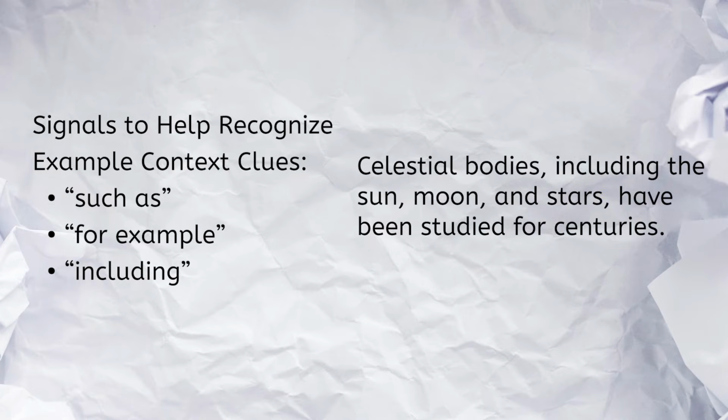Look for context clues that represent an example clue for celestial bodies. Do you see any signal words in this sentence? "Including" is our signal word for the definition of celestial bodies. So what examples of celestial bodies can you see in this sentence? Celestial bodies are defined using the examples the sun, moon, and stars. These examples must mean celestial bodies are objects in space.